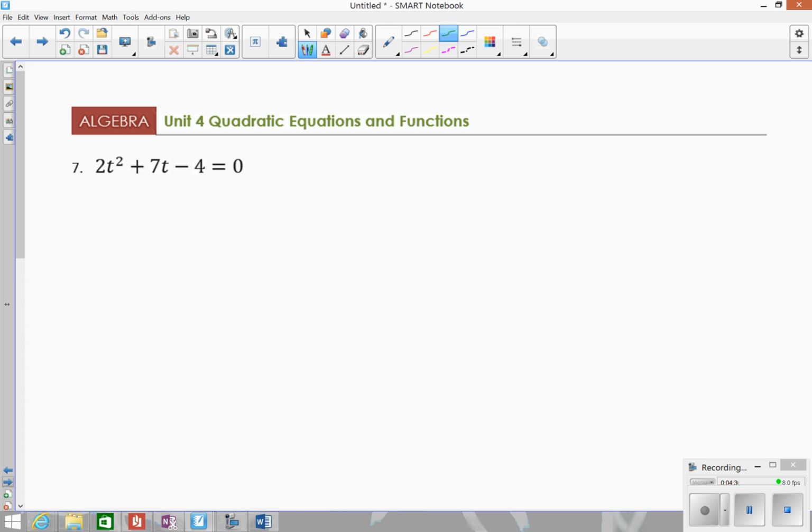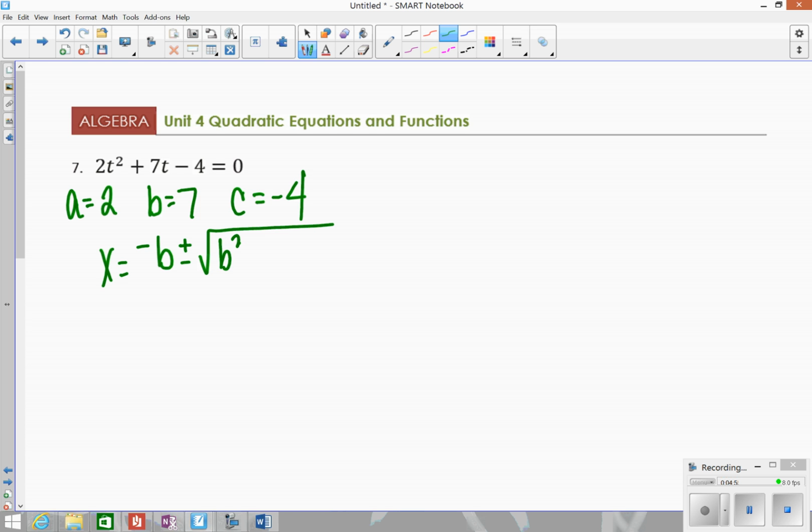So we're on number 7. Number 7, again, get it equal to 0. Good. Get it in standard form, in this case, already in standard form. Identify a, which is 2, b, which is 7, c is negative 4. And then we're going to write down the formula since it's not already on this page. So negative b plus or minus the square root of b squared minus 4ac all over 2a.